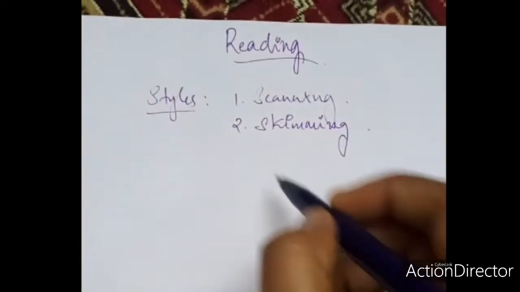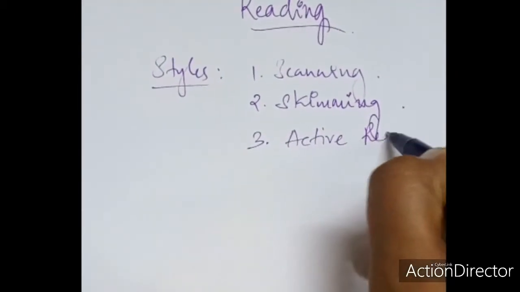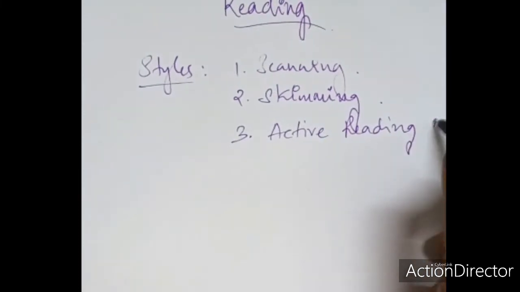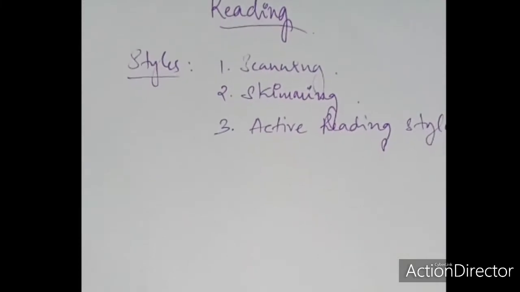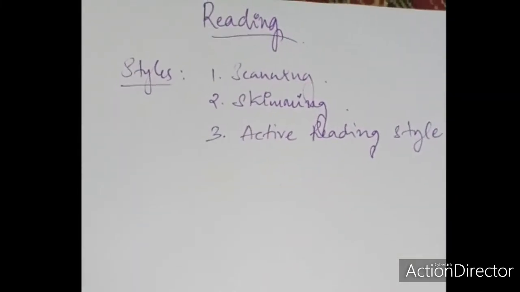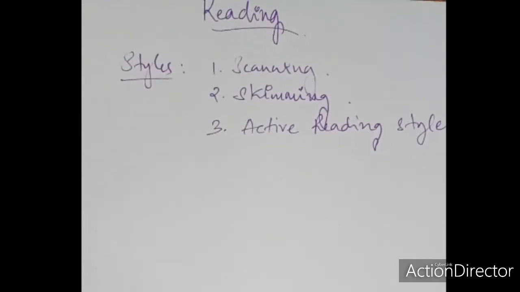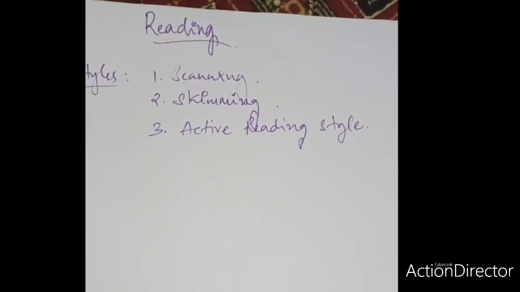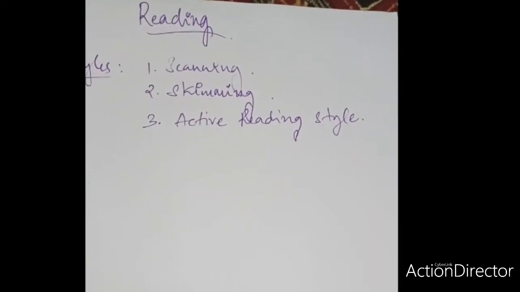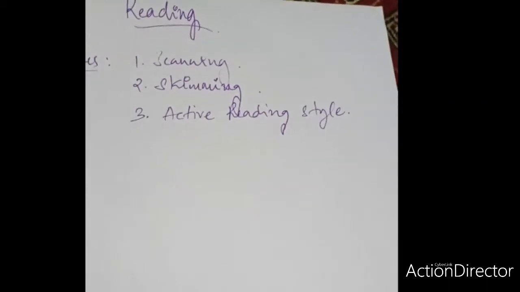Next is active reading style. So, active reading aims to get an in-depth understanding of the text. Under this technique, the reader actively involves with the text while reading it. Getting in-depth knowledge of the text at hand is not possible by skimming through or scanning through the text. So, we'll know the in-depth knowledge about the text only if we actively read the passage. Okay, so that is active reading style.